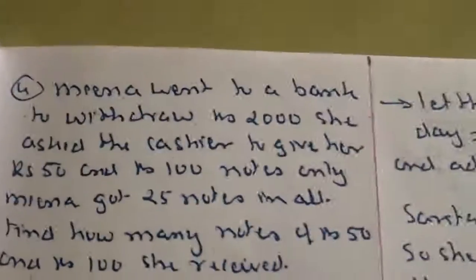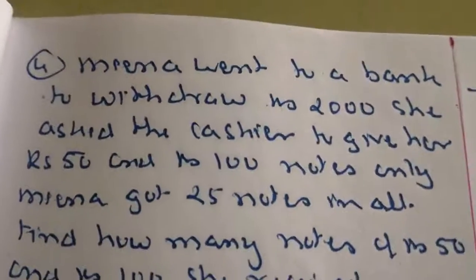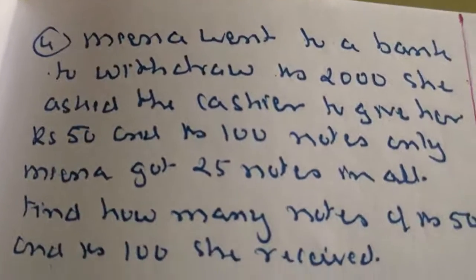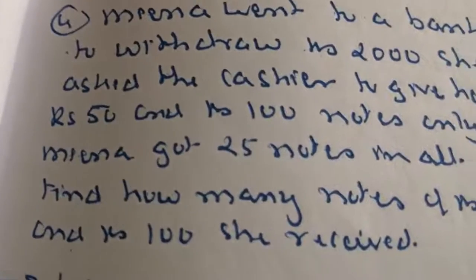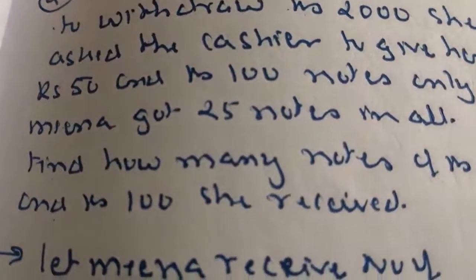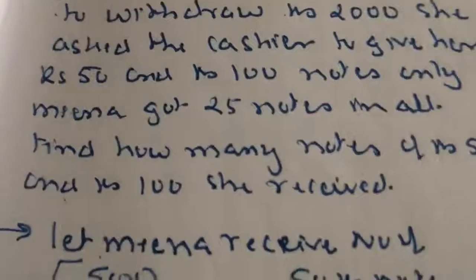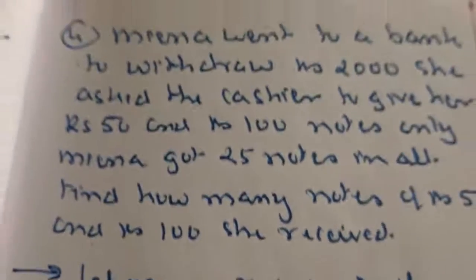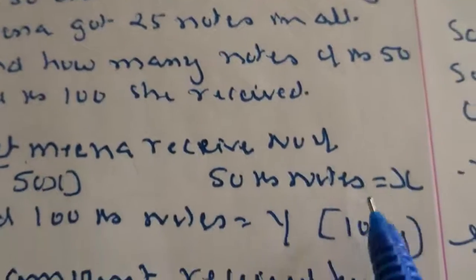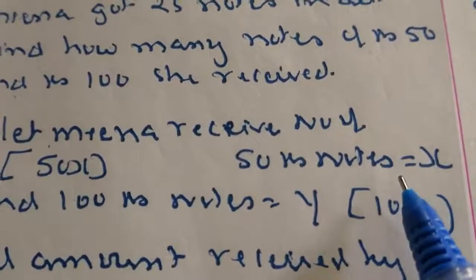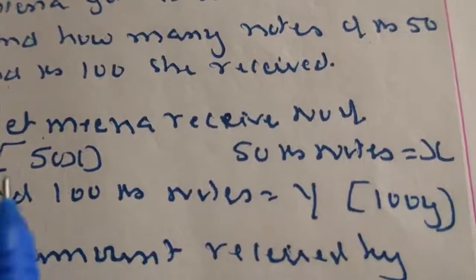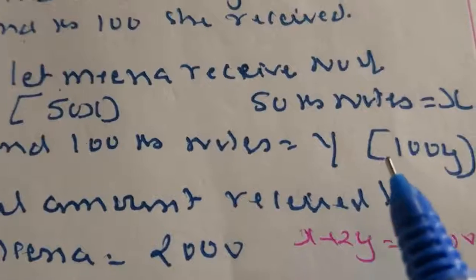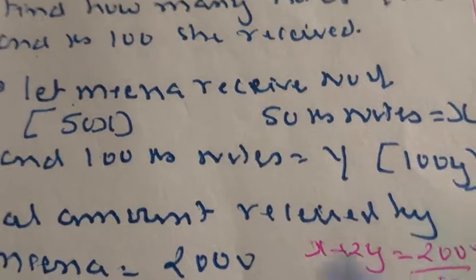Now another sum. Meena went to the bank to withdraw rupees 2000 and she asked the cashier to give her rupees 50 and 100 notes only, and Meena got 25 notes in all. So let us assume that Meena receives the number of 50 rupee notes equal to x. Then the value comes to 50x, and the number of 100 rupee notes is equal to y, so the value will be 100y.